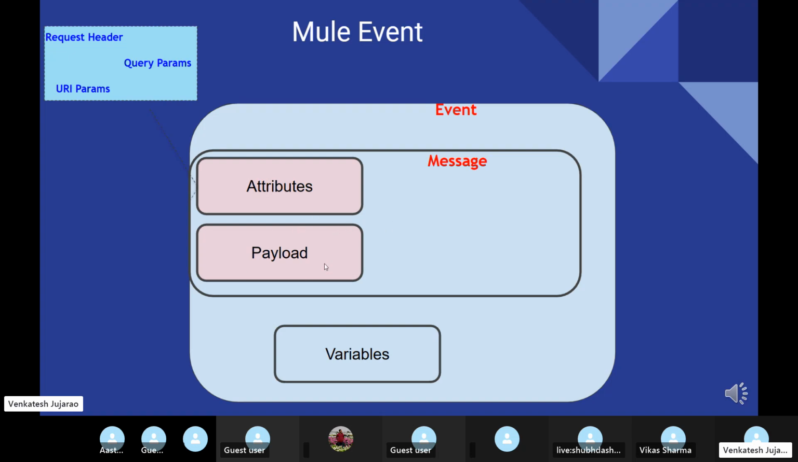Okay, we'll discuss the scope of each and every component with the help of one practical example. We'll see how the scope changes when we are within the scope of the flow, within the scope of the application, and how it changes when we cross a transport barrier like HTTP, going from one application to another application. We'll see how that impacts the attributes, payload, and variables. But at a high level, a Mule event consists of the message and variables, and inside the message we have attributes and payload. So this is what a Mule event is. We'll discuss the scope in the subsequent slide with the help of one example.